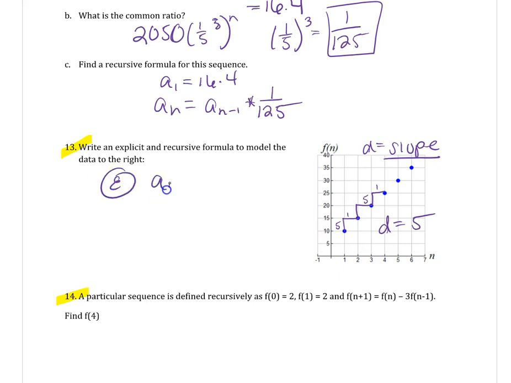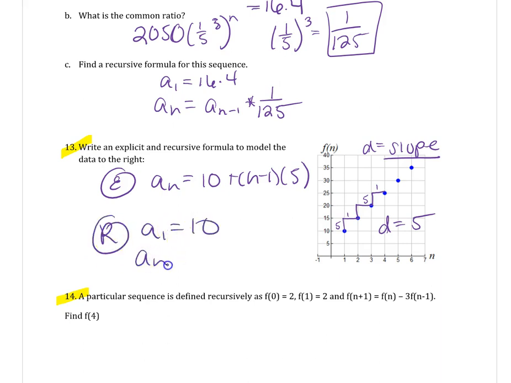My explicit formula would be the first term, so 10 plus n minus 1 times d, which is 5. My recursive has, again, two parts. A sub 1 equals 10, a sub n is a sub n minus 1, so the previous term, and I'm adding 5 each time. Done.